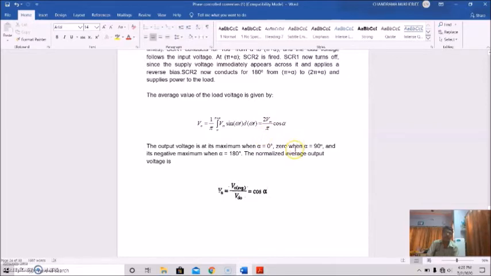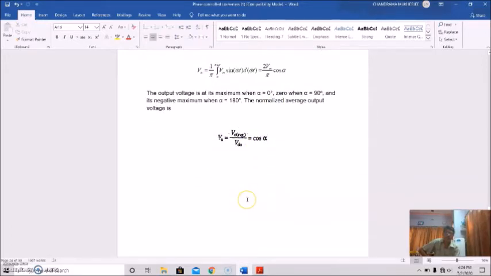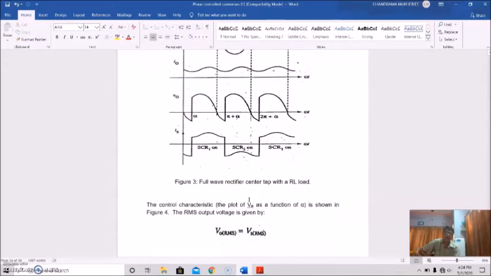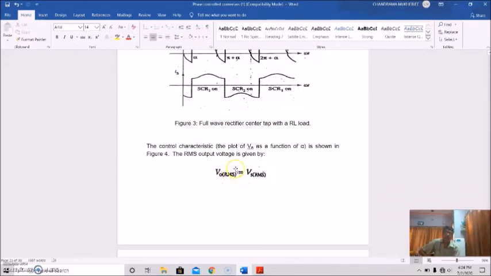When alpha is 90 degrees, the output is 0, and it is a negative maximum when alpha is 180 degrees. So it is maximum when alpha is 0, 0 when alpha is 90, and negative maximum when alpha is 180 degrees. The normalized value of the output will be cos alpha. Now if you plot the control characteristic of the normalized value Vn as a function of alpha, it is shown here.